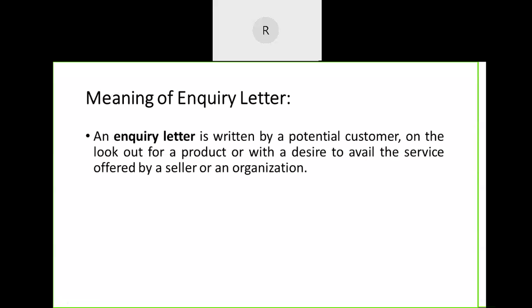So therefore, my dear students, inquiries mean a lot. Inquiries mean potential business. So they must be acknowledged promptly and courteously. Yes, my dear students, this is all about the introduction part of letters of inquiry. Let us see the meaning of an inquiry letter.